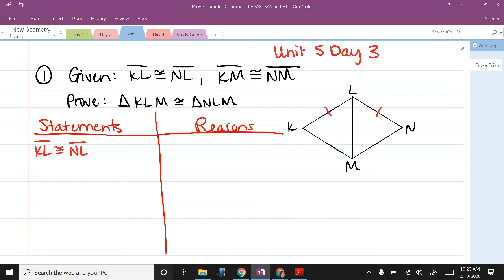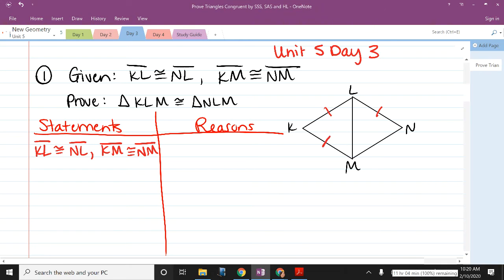We are given that side KL is congruent to side LN, and we wrote it down in our statements and marked it on the picture. Then my second given is segment KM is congruent to segment NM. That's not marked either, is it? Since I've already used one tick mark, I'm going to use two tick marks to differentiate. Those are given. So my first reason is always given.